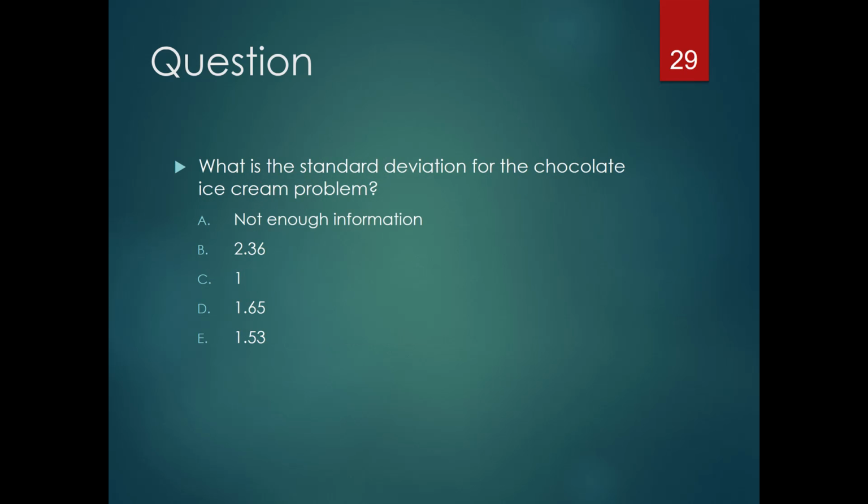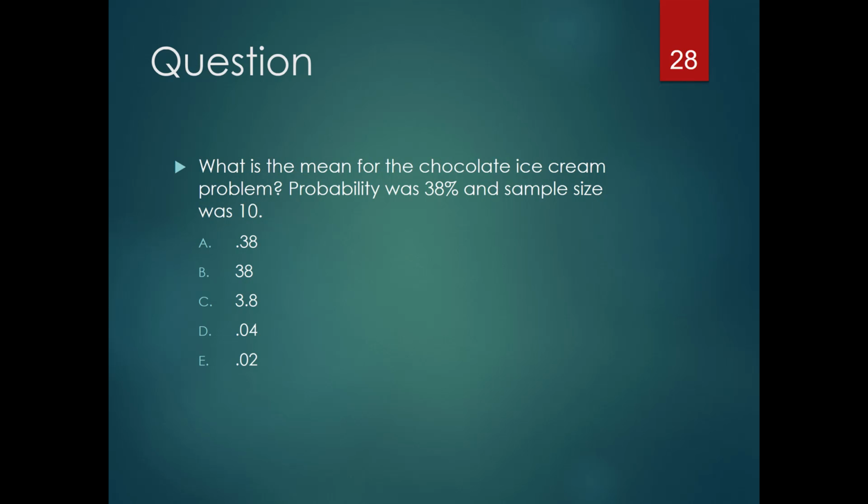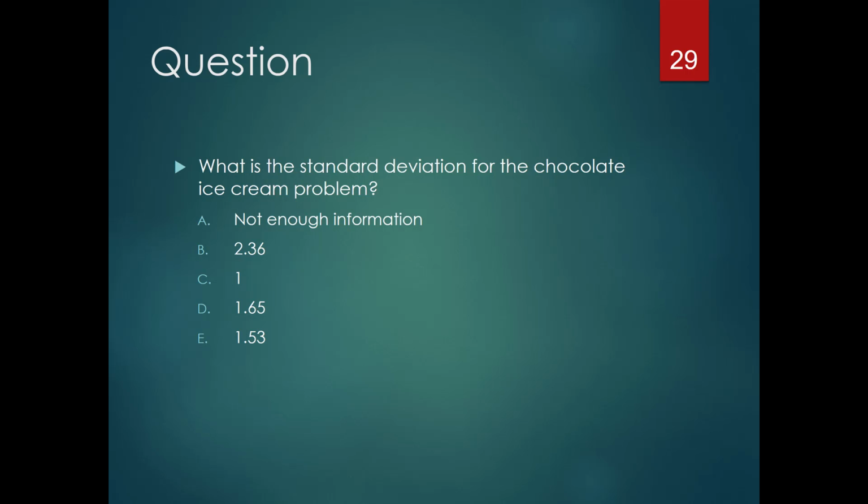Okay, so let me go back. The mean is just the number of trials or sample size times probability of success, and then the standard deviation is going to be n times pi times 1 minus pi, but then don't forget to take the square root of that. So again, here's one problem, mean for the chocolate ice cream problem, and you can pause it if you want. Probability was 38% and sample size was 10. Basically 38% of 10, so 3.8 people. And this one I'll do a demo of in Excel.